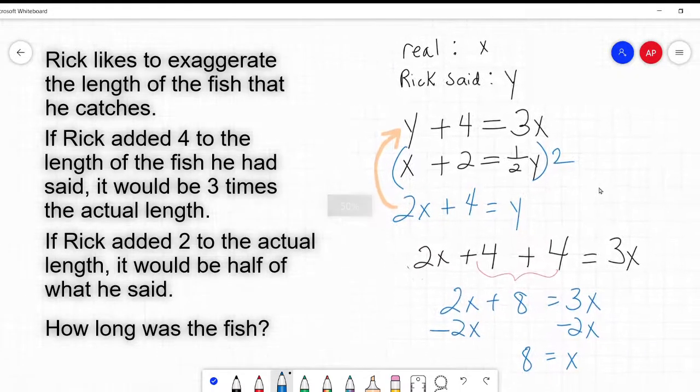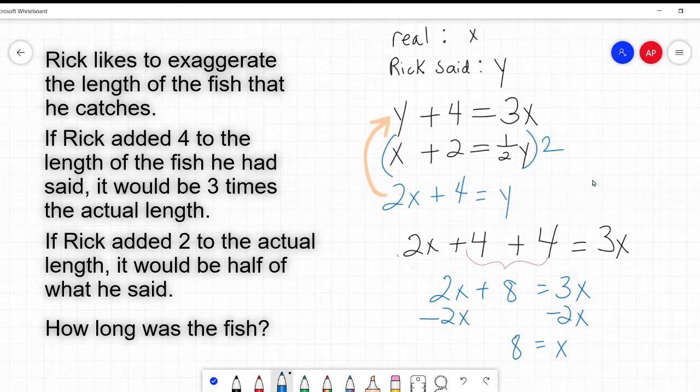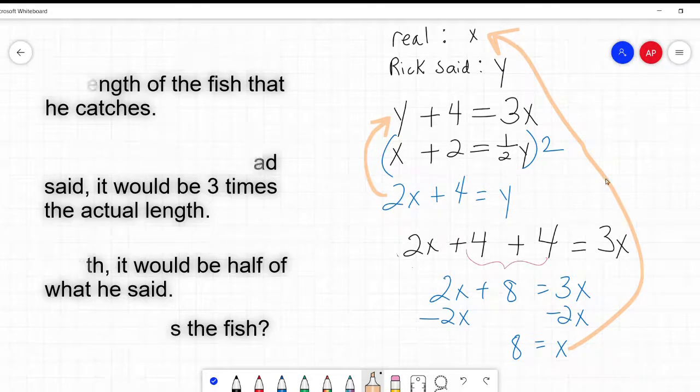And what is x again? If I go all the way back up here, x is the real length of the fish, and that was what our question was. Our question was, how long was the fish? What is the real amount? So 8, in whatever units it was, inches, centimeters, what have you, 8 is the correct answer.